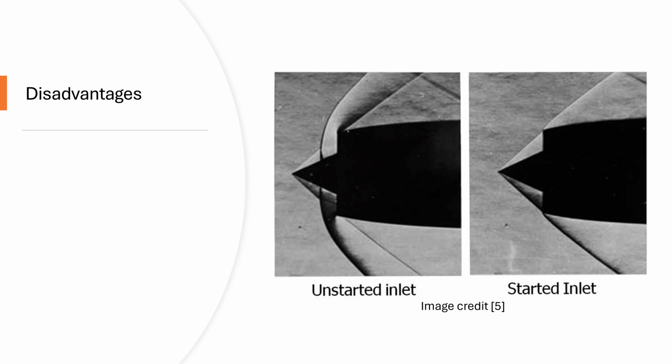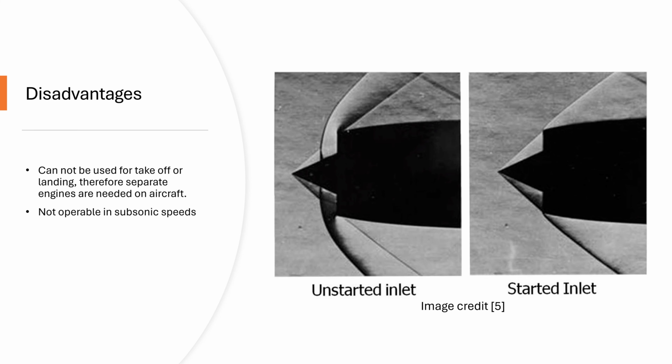Now there are disadvantages, and the main one is that it cannot be used for takeoff or landing, and therefore separate engines are needed on the aircraft, increasing the weight. As such, it's not operable at subsonic speeds. Due to the physics of the air ramming into the jet, the higher you go up in altitude, the lower the density, the lower the mass flow rate going into the engine, which equals the lower thrust. So therefore, there's a limited maximum operating altitude.